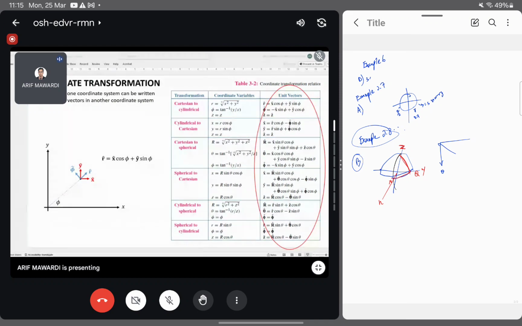And then for phi, remember phi is defined as the angle from the positive x-axis. So where is our positive x-axis? This is our positive x-axis. Therefore phi should increase along this direction. So it is increasing along this direction. Therefore, at this point, the unit vector should be pointing along this direction.